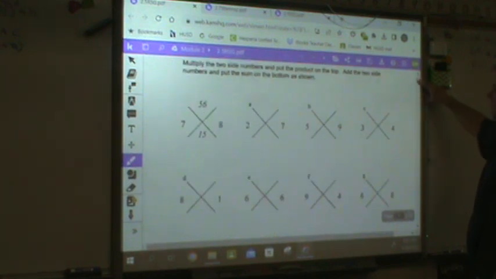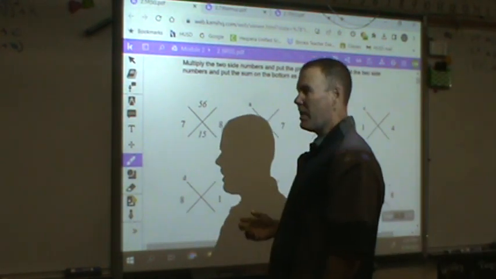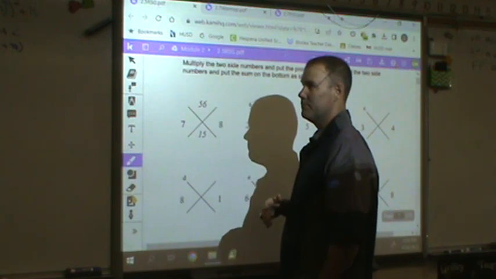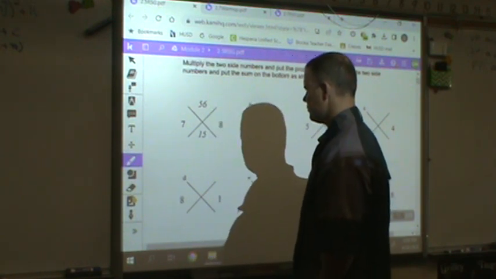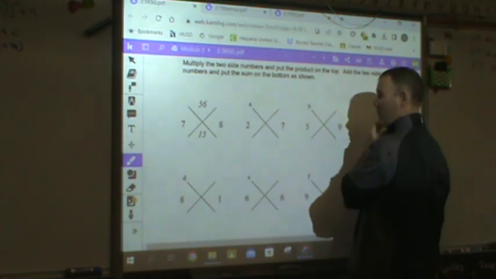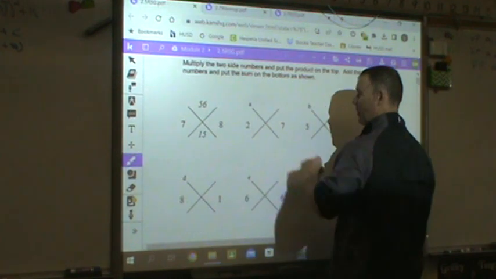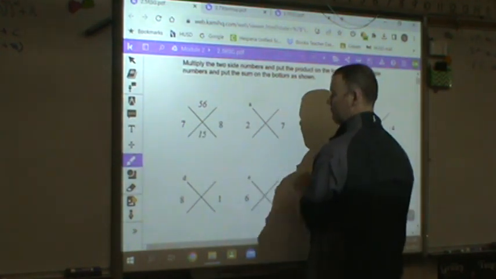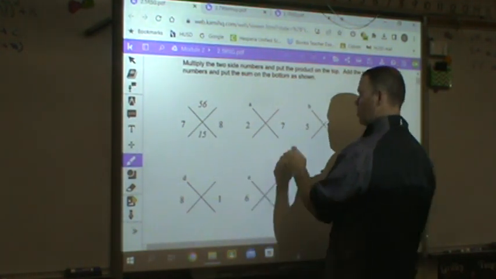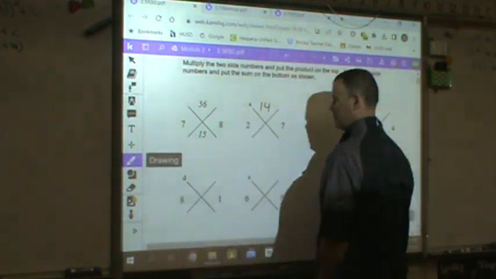Some of you may have seen this before, but this is just one way to help you multiply binomials. If you look at the example that they give you and then problem A, they give you the two side numbers. So how do I get the top number from 7 and 8? And most everybody says, yes, multiply. So 2 times 7 is 14. You need to do that in a different color just so it stands out.